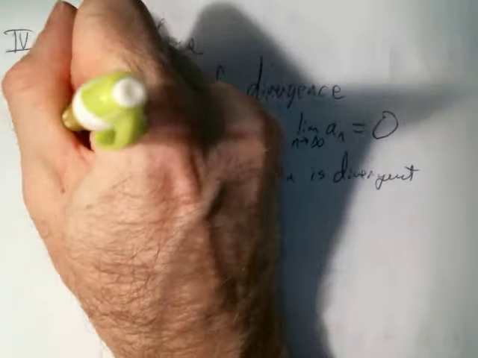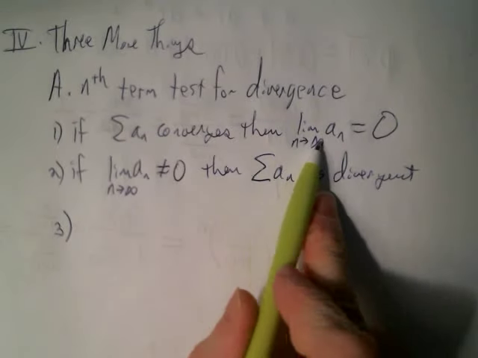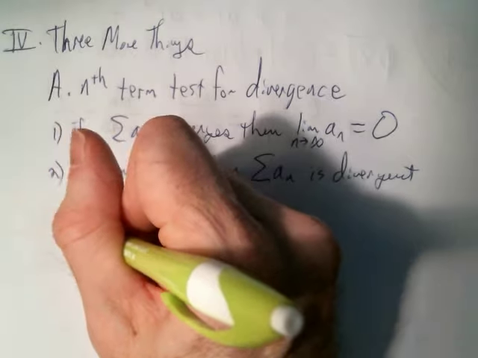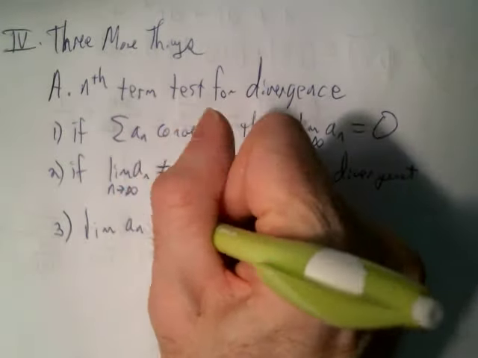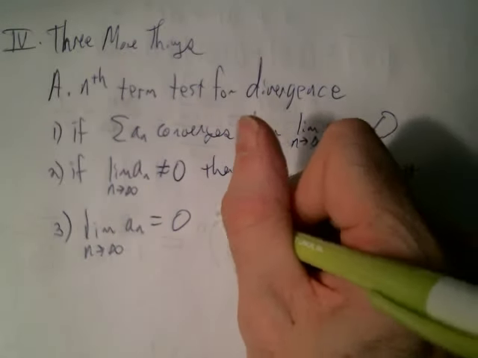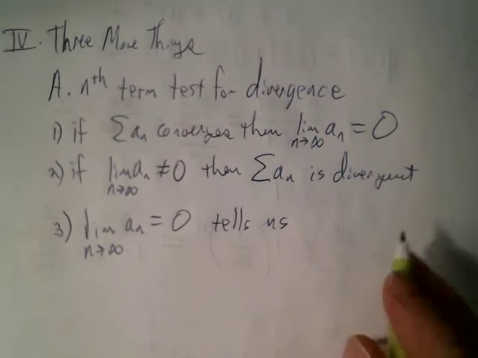Okay, please note that the converse of the statement is not true. Right? You cannot say the limit of a sub n equaling 0 tells me something. And you'll wish it would, but it doesn't. Just this by itself doesn't tell us anything.